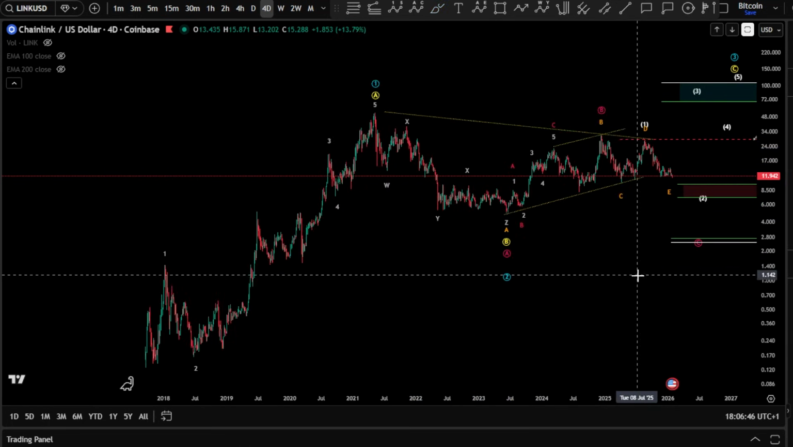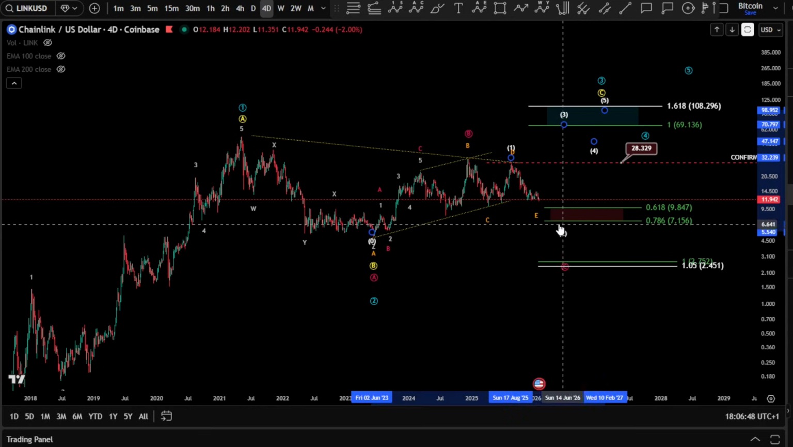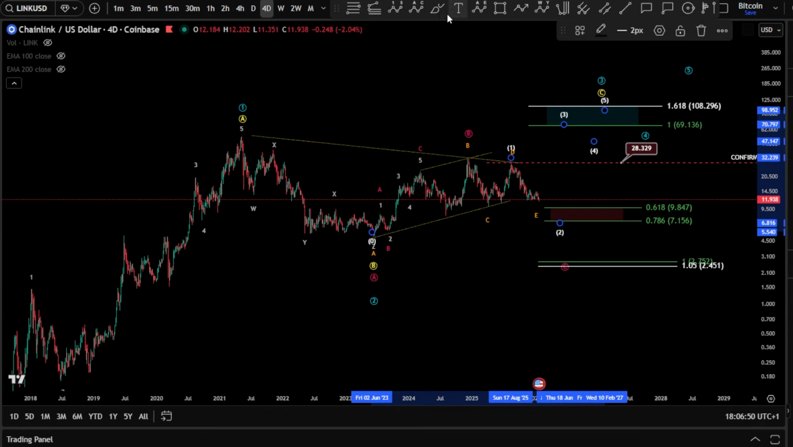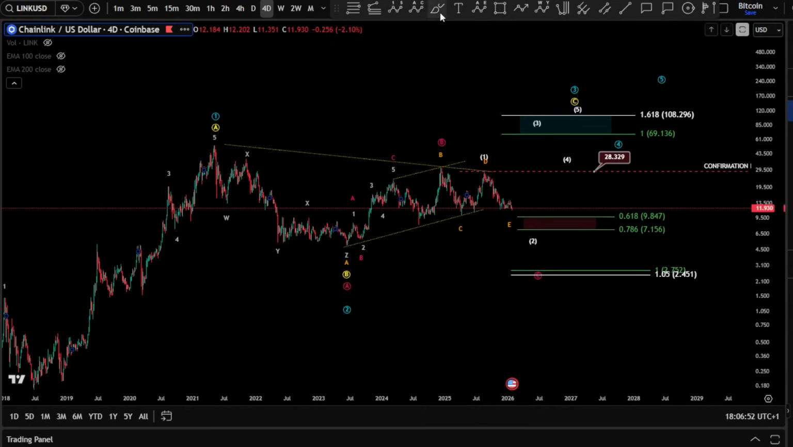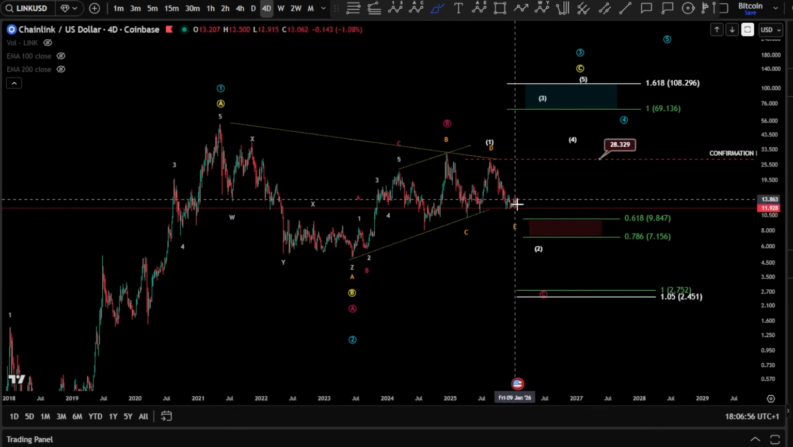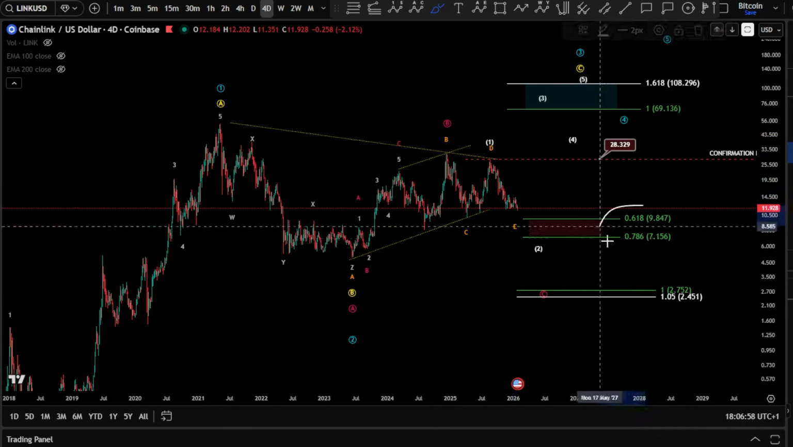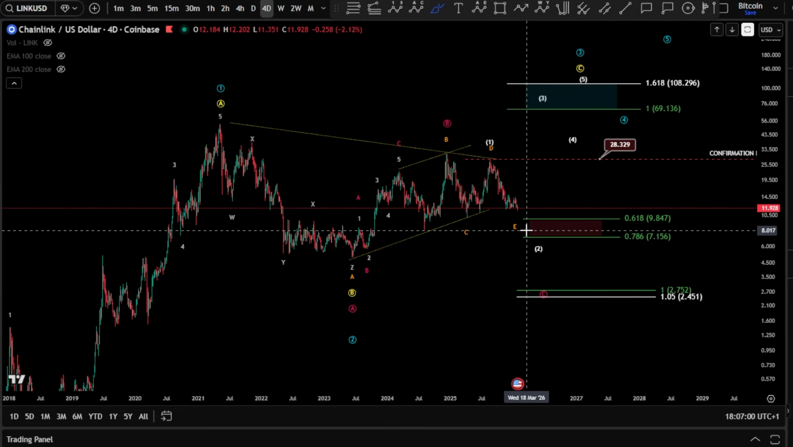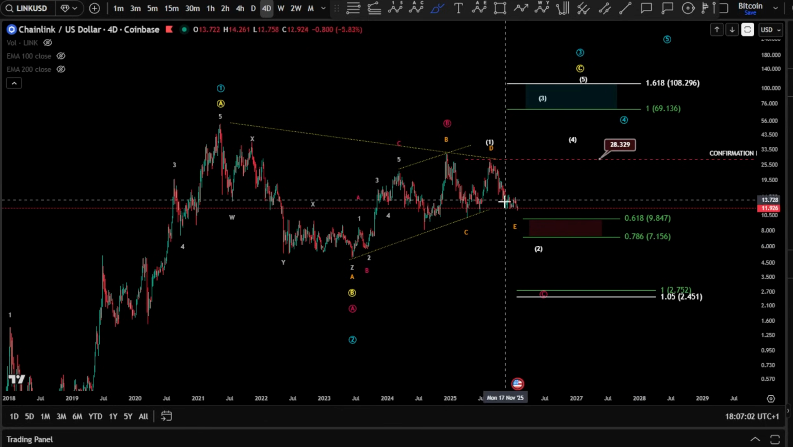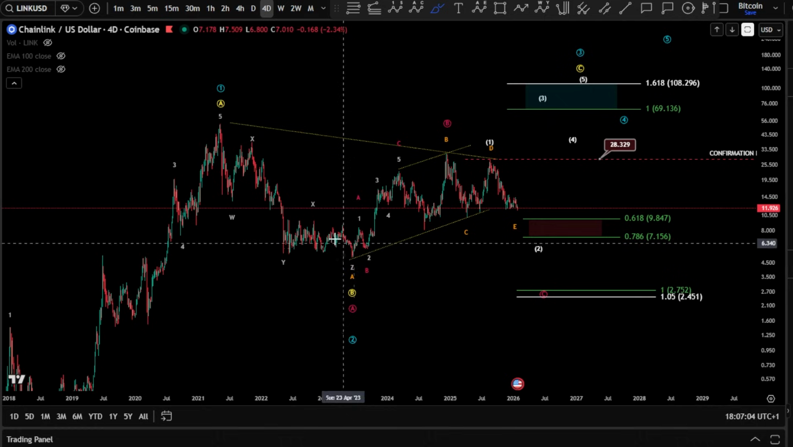And we're pushing down right now in a wave 2, of course, to hit the perfect fib level in this red zone, expected, of course, to be hit. And we're looking for a reaction from there for CHAINLINK, and $10, maybe $9.85 can be, of course, a possibility.